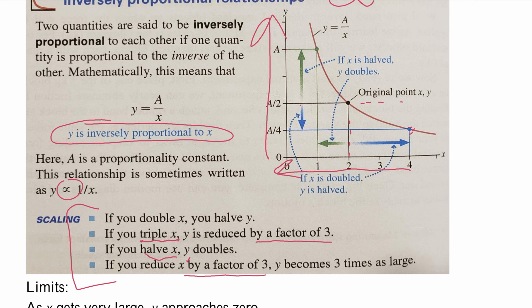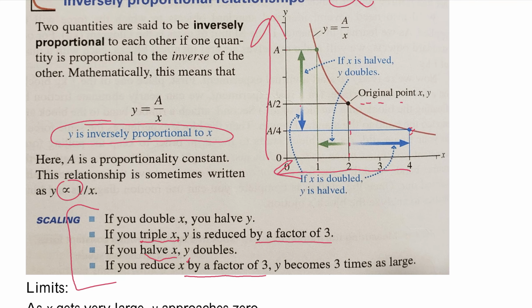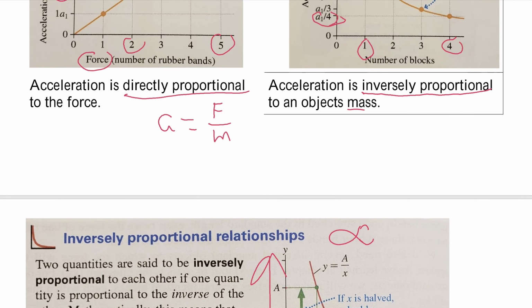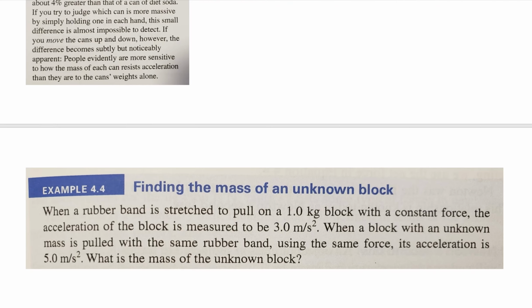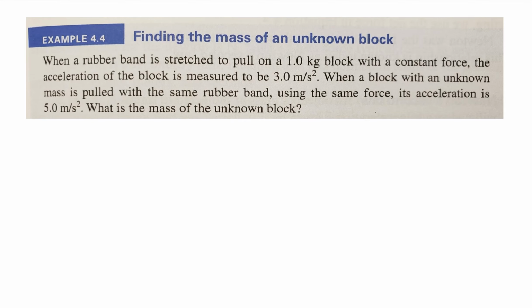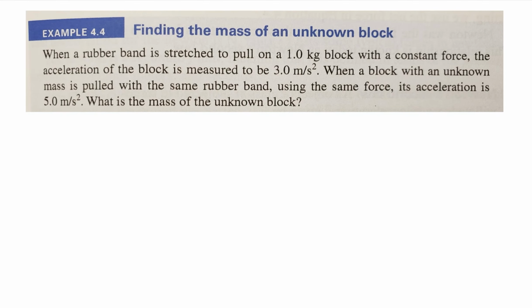So the inversely proportional relationship for acceleration was the mass here, and the proportional relationship with acceleration was the force here, okay? So we got to think about what it is that we're dealing with. Is it force or is it mass as we read the problem? So we're pulling with a constant force, and then the acceleration of the block is measured to be 3 meters per second squared. Okay, so we got that.